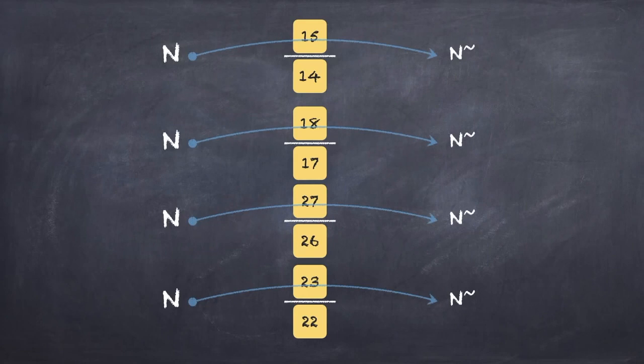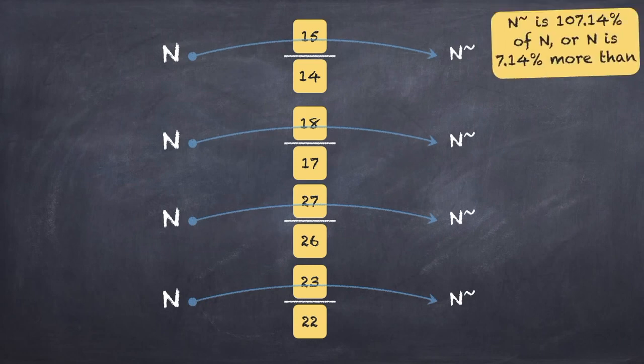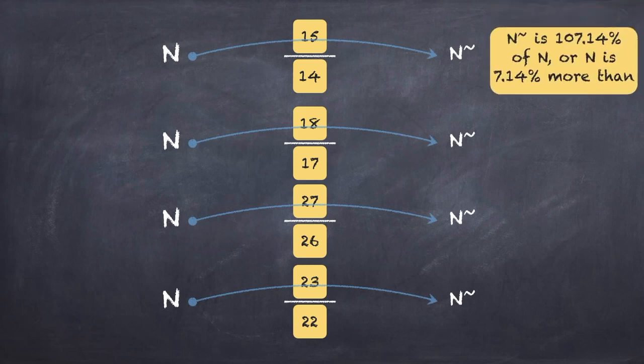This is how I would visualize. Let's say the multiplying factor from n to n dash is 15 by 14, these are the interpretations. N dash is 107.14% of n, or n dash is 7.14% more than n. That means I don't want to form this whole equation. I should be just able to see the multiplying factor and come to the percentage interpretation.